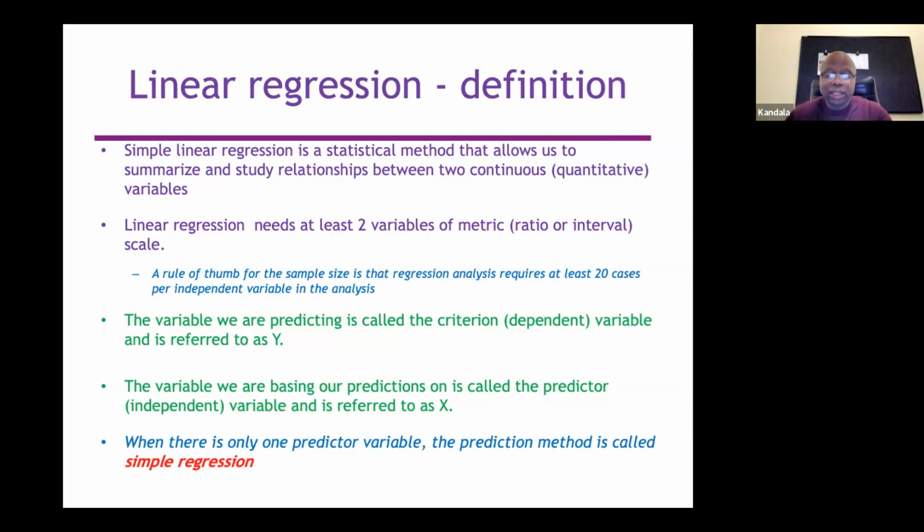When there is one predictor, the method is called simple regression analysis, simple meaning one predictor or one independent variable. And when you have at least two predictors, then it is multiple regression analysis.